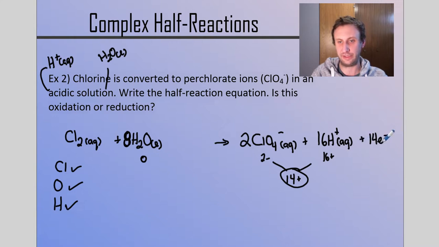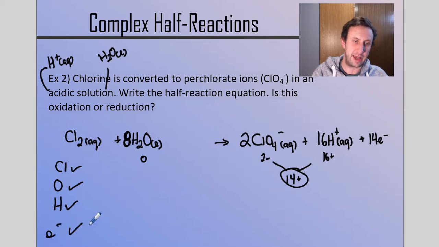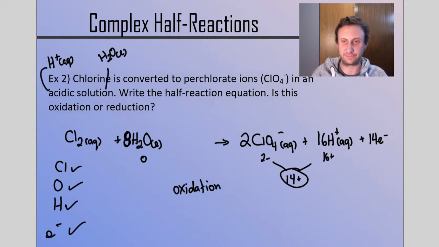Okay, so 14 electrons. So left a lot of room here that I didn't need. That's okay. And now I'm actually done. My charge works out, 0 on the left, 0 on the right, so it's equal. Doesn't have to be 0, just has to be equal. I have my chlorine, my oxygen, my hydrogen all good, and now my electrons are good. So now what is this? Well, I have electrons as a product. So this is an oxidation half reaction. It lost electrons, right? So that's oxidation.